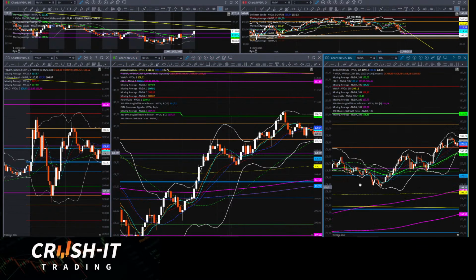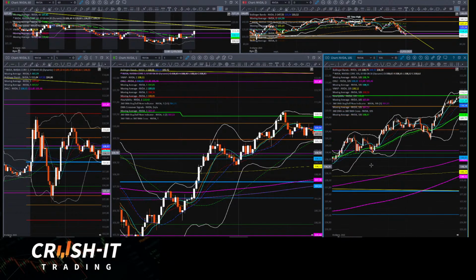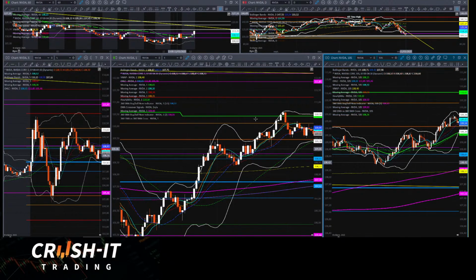So we have a near side. It's just a small move to the downside on NVIDIA, but definitely the better move was that one at 10:40 yesterday on NVIDIA. Going into today on NVIDIA, I mean, it's tough to say.